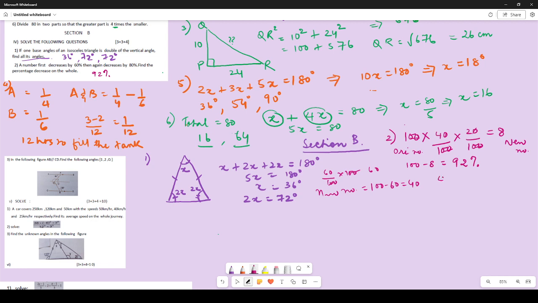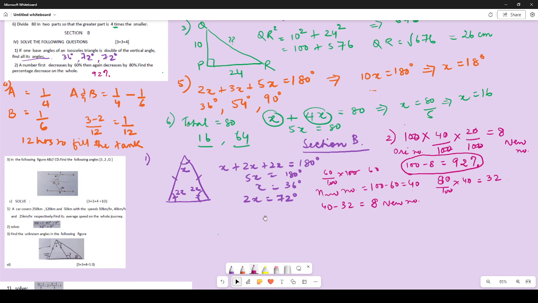Now again there is a decrease of 80%. So 80% of 40 is what? How much? 80% of 40 is 32, right? So how much has it decreased now? It was 40 earlier and now it has decreased by 32. So from 40 to 32 it has now become 8. So the new number, the final number, is 8, what we did over here. So again the decrease is 92%. That is how you calculate it.